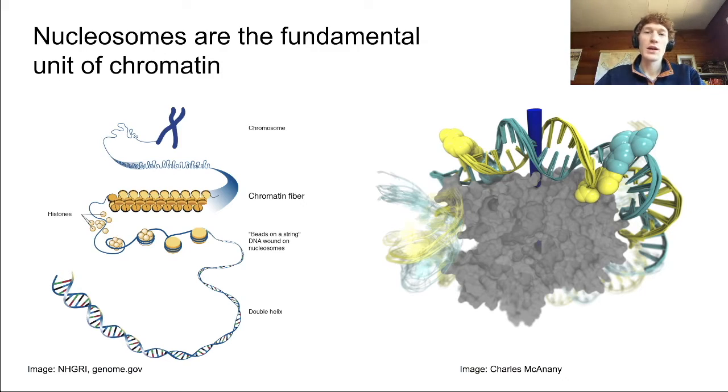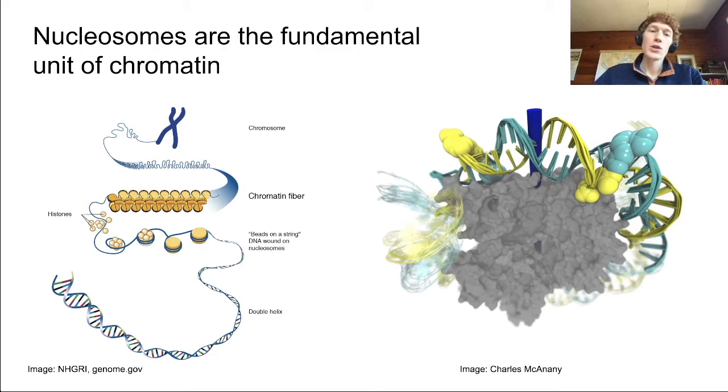The genome exists in cells as a three-dimensional complex called chromatin, and I'd argue that nucleosomes are really the most fundamental unit of that structure. Individual nucleosomes themselves are octameric protein complexes composed of individual histones. They're cylindrical in shape, and they're roughly 11 nanometers in diameter.